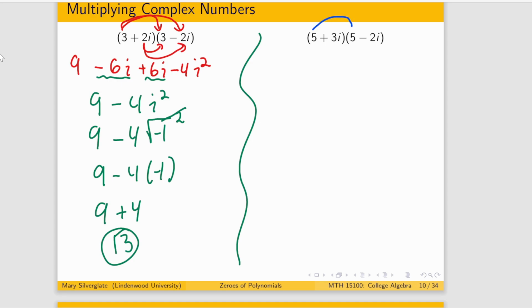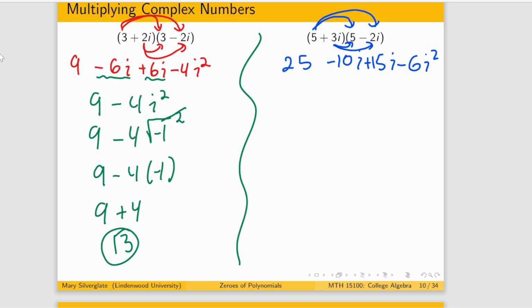Let's see if a similar thing happens with the other one. So if I do 5 times 5, that gets us 25. 5 times -2i gets us -10i. 3i times 5 gets us +15i. And 3i times -2i gets us -6i squared. Go ahead and pause this video and try to simplify this as much as possible.